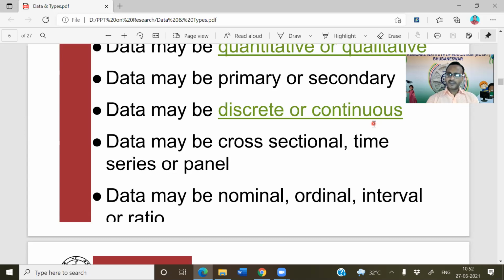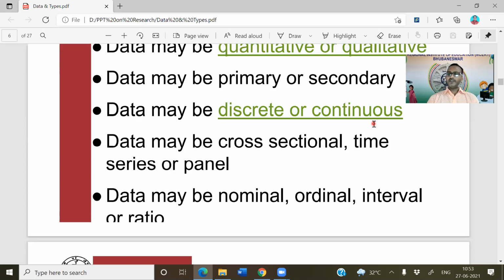When you want to study the number of students getting enrolled or got enrolled and attendance in the last 5 years, last 3 years, last 10 years, you are taking something in terms of time, and therefore it is time series data.